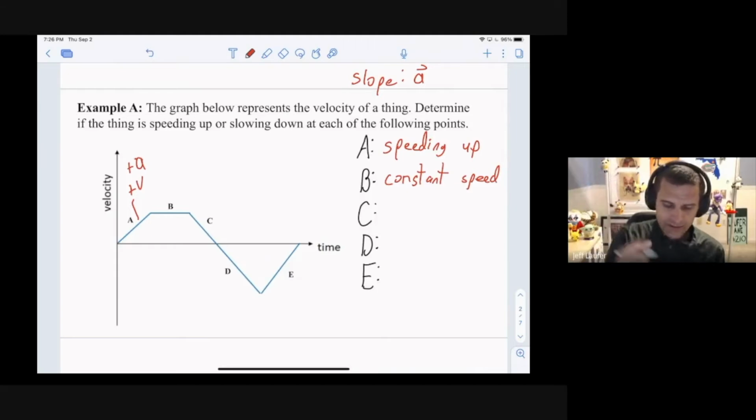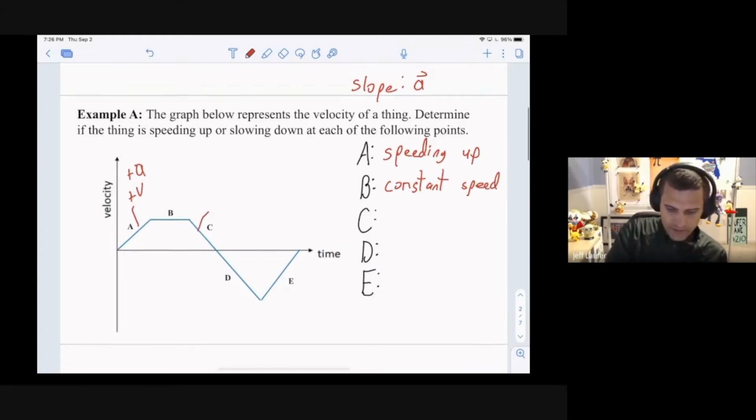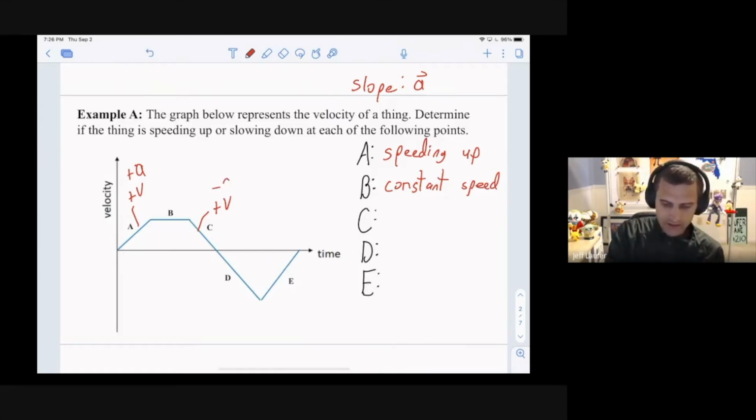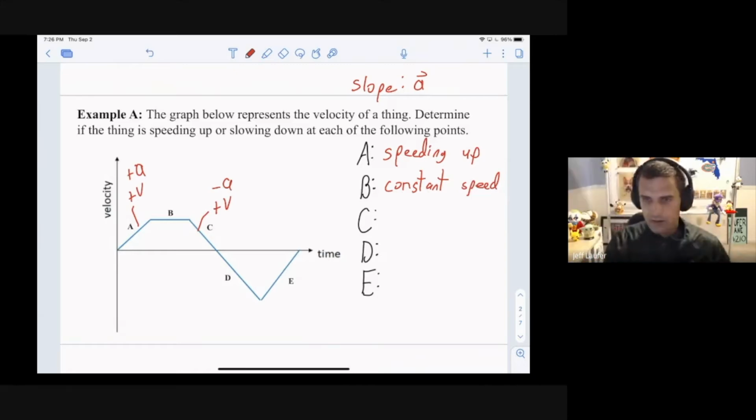Okay, moving on to C. So C is still positive. The graph's above the horizontal axis there, so it's positive velocity, but the slope, it's sloping downwards, so that means there's a negative slope, therefore a negative acceleration. So velocity and acceleration are in opposite directions, so that means here the object is slowing down.